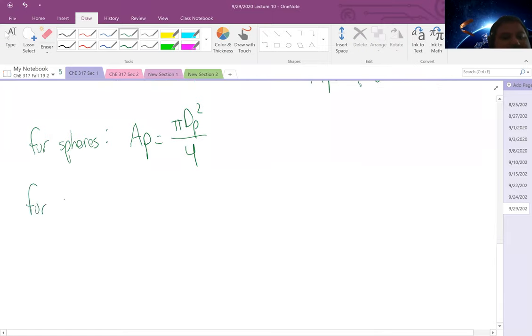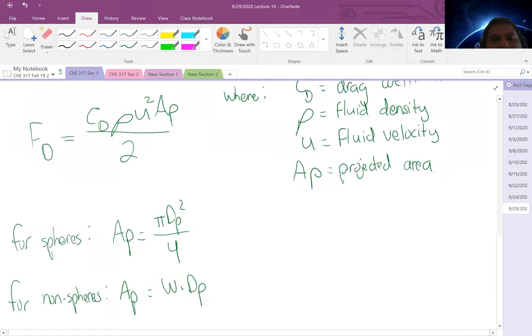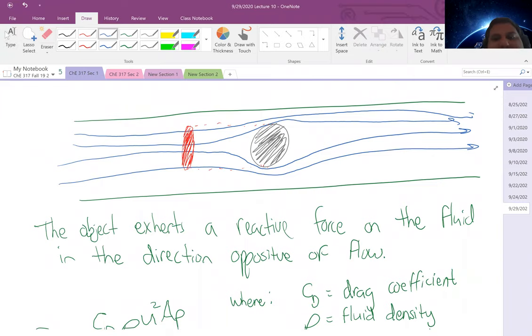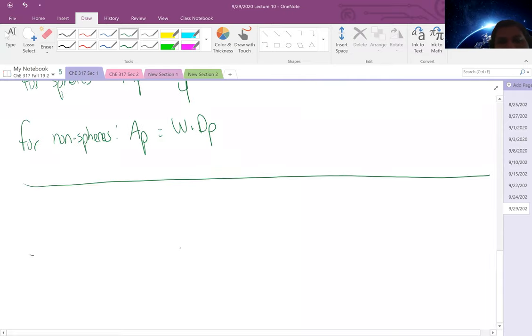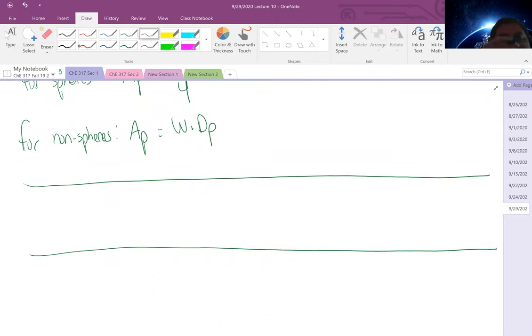And for non-spheres, the projected area is really width times the diameter of the particle. For example, if I had, what else can I have in a flow field? Let's look at a couple more examples. Now let's say I had a catalyst pellet. It was like a cylinder. And I had the same pellet, but now it's laid sideways in the flow field.